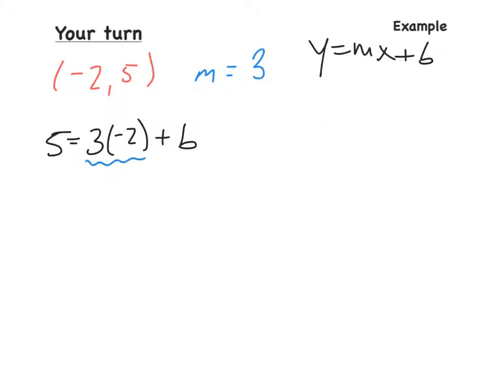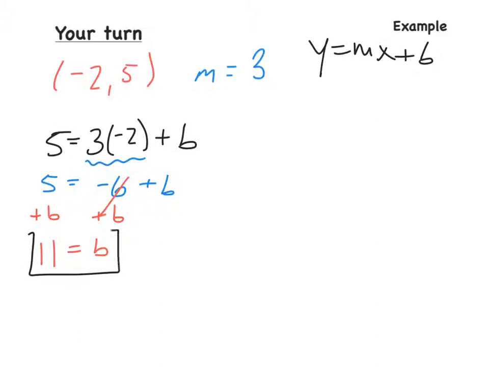3 times -2 is -6 plus b. Rewrite the whole equation. Get b by itself. We have to add 6 to both sides. All we have on the right is b. 5 plus 6 is equal to 11. So this is one step. 11 is equal to b.